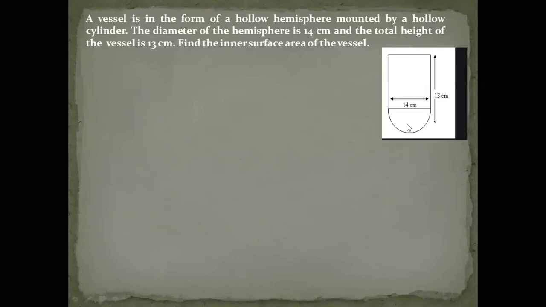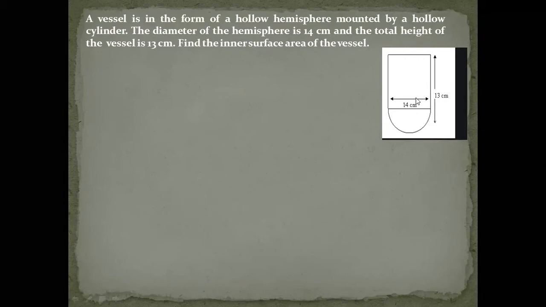First of all, we have to understand the hemisphere surface area. Here we are taking the curved surface area, not the total. And here also, the surface area of the cylinder is again the curved surface area.